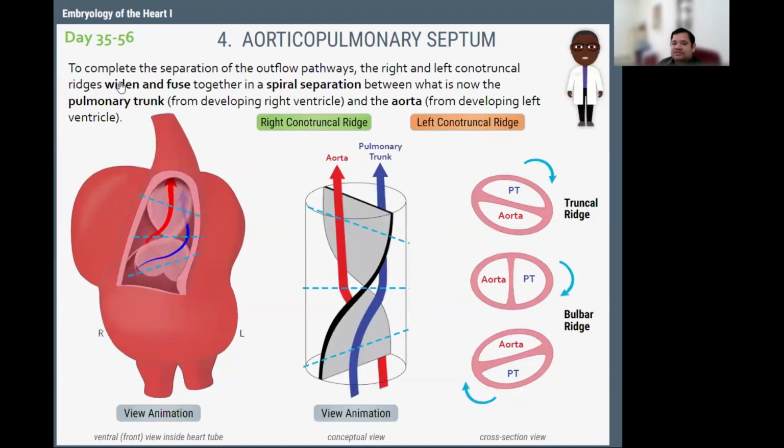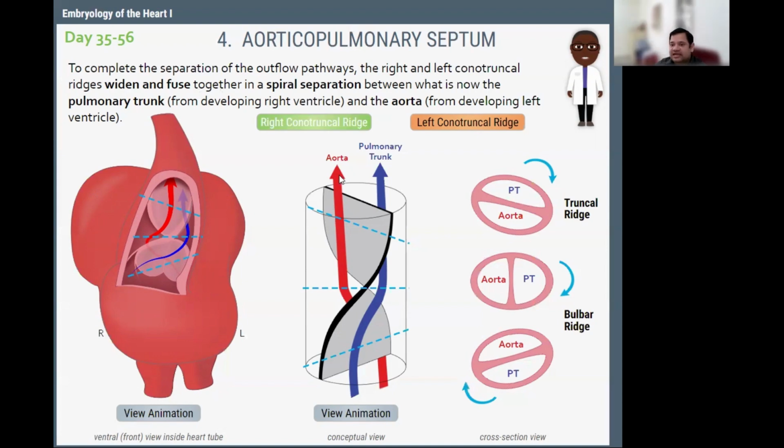Next, what is going to happen? To completely separate the outflow, the right and left conotruncal ridges widen and fuse, and together in spiral separation between them. That is now the pulmonary trunk from the developing right ventricle and the aorta from the developing left ventricle. Like this they were formed, and now it will spiral like this, and then you will get the two separate structures.